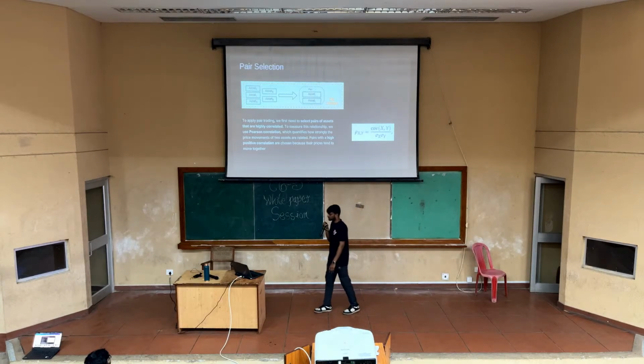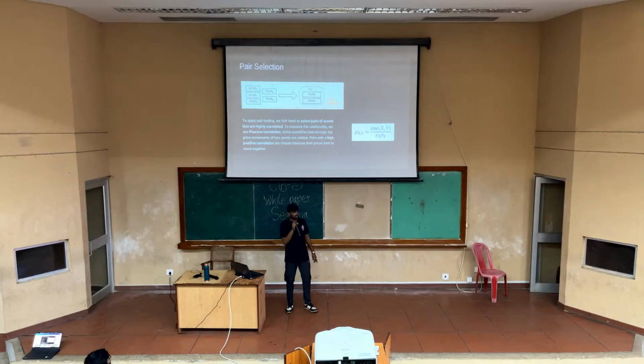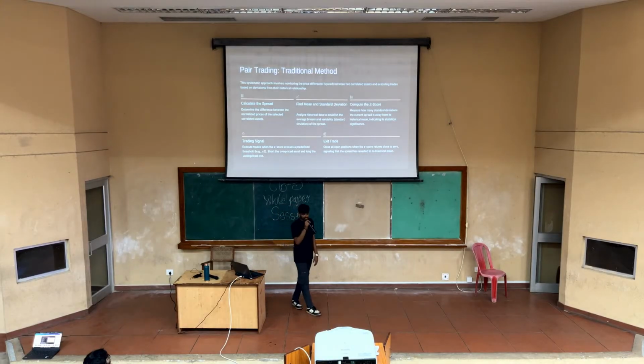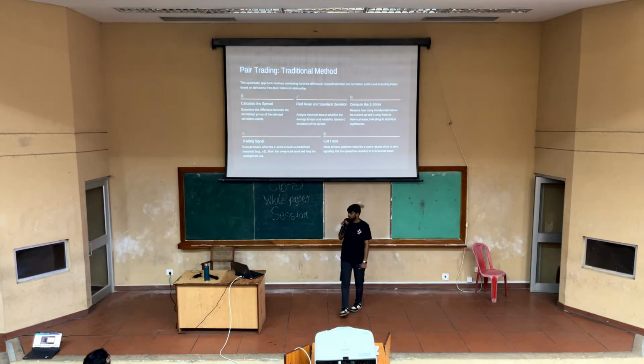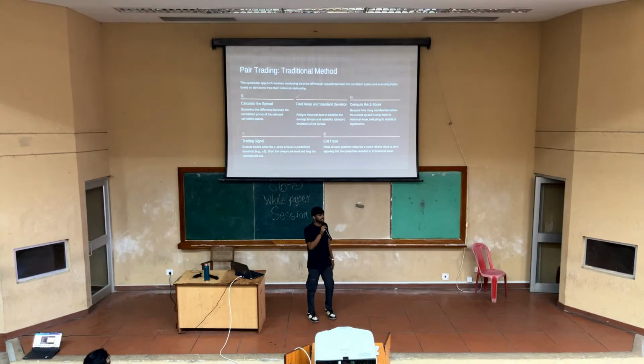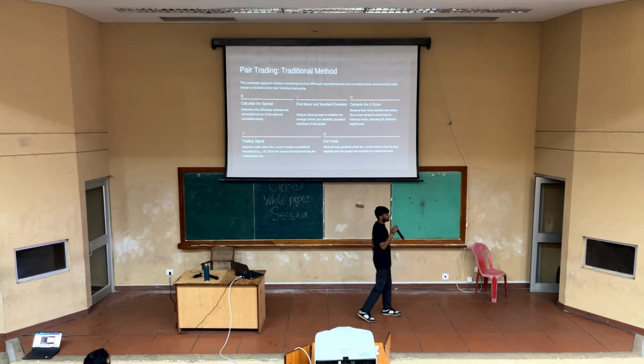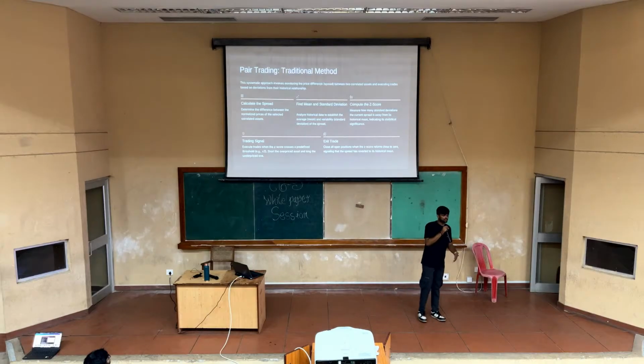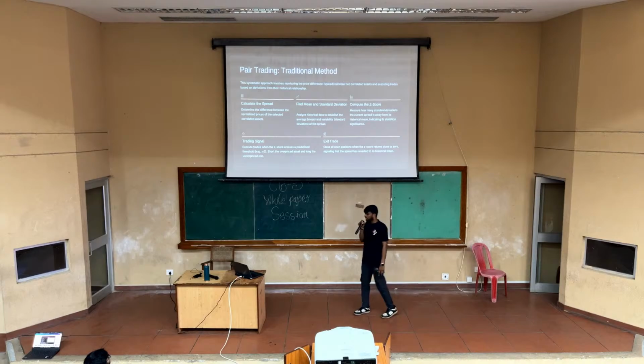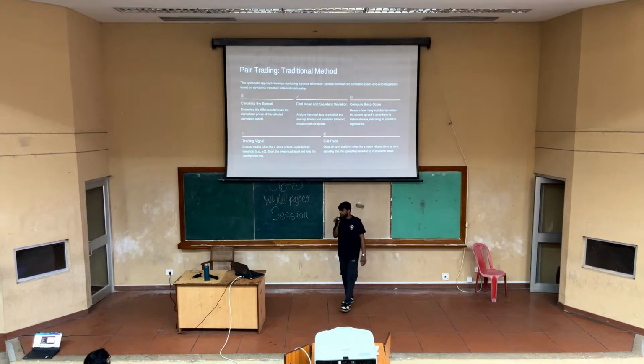So how do we select pairs? We select pairs using... that spread, we calculate the mean and standard deviation of that spread. And after calculating the mean and standard deviation, we can compute the Z score. And then how do we trade?